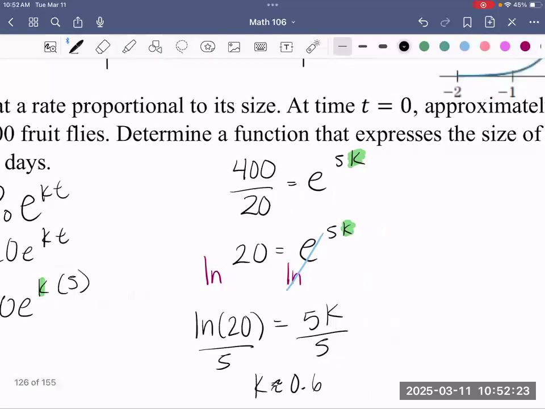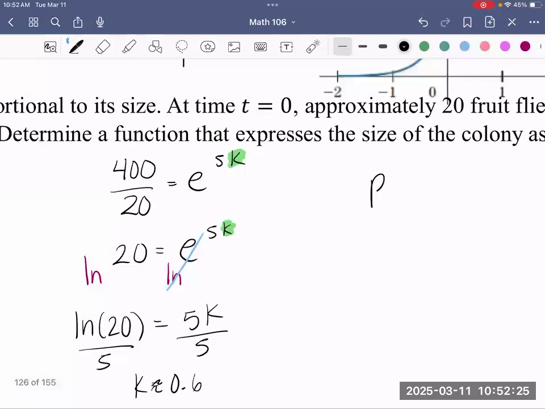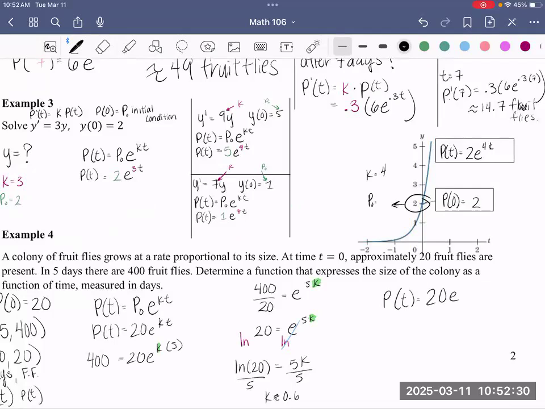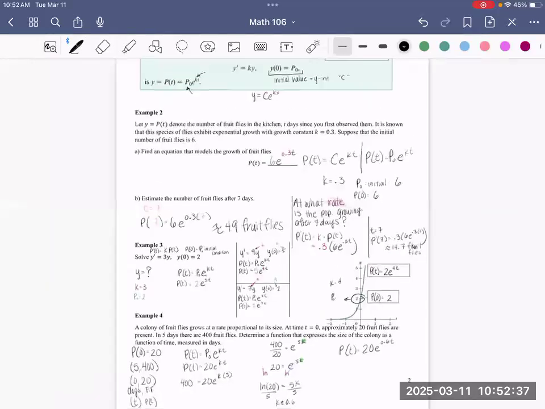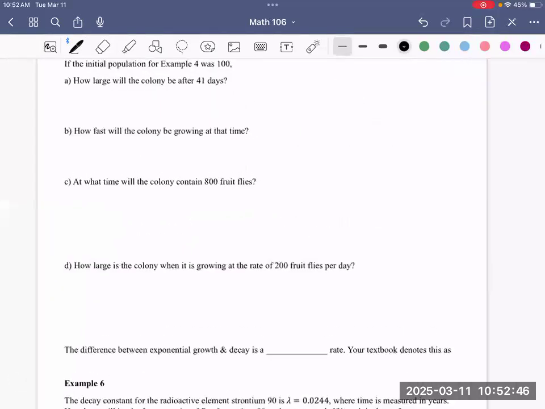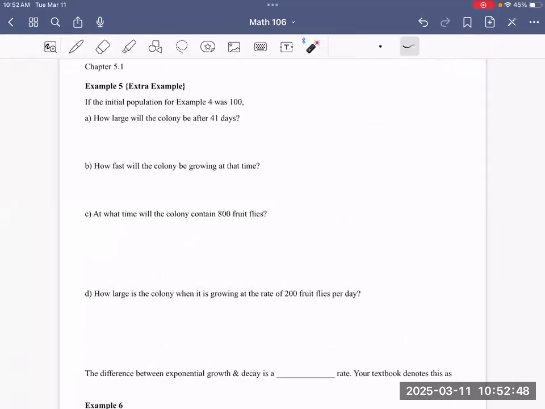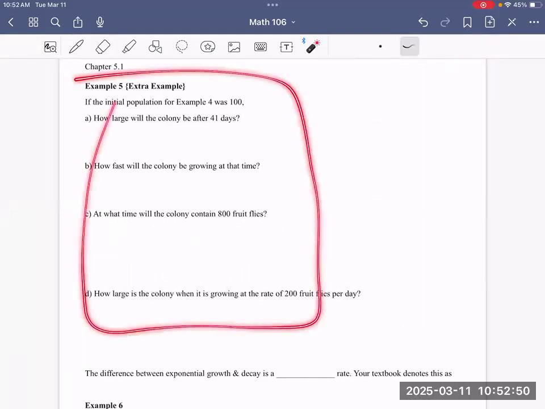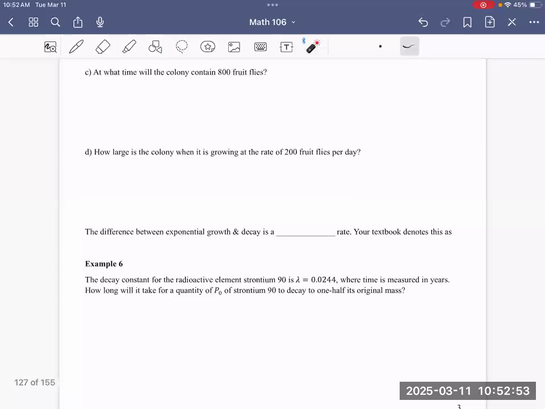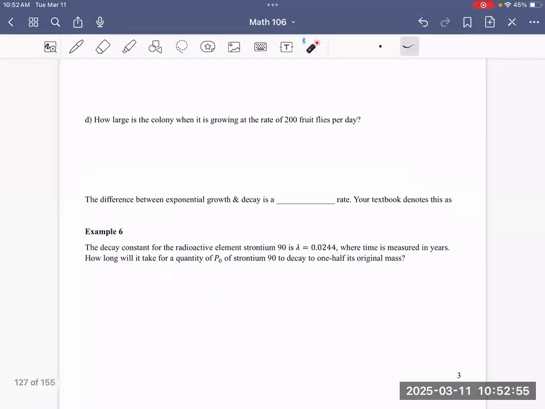So if we were to create an equation for P of t, we have your initial 20, e to the 0.6, that is your k, t. Now we have a few more exercises for you. I will do this extra one as maybe a separate video, but instead let's drop down to example 6.